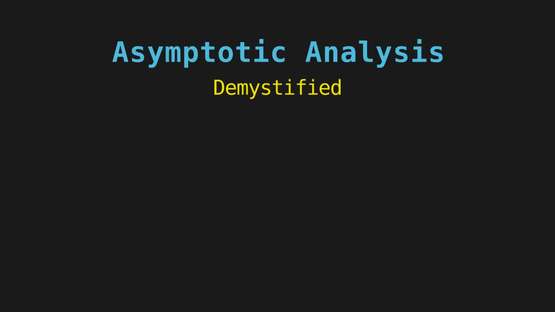Asymptotic analysis. When someone says an algorithm is O of n squared, what does that actually mean? It's not about how fast the algorithm runs on your laptop right now, it's about how it scales. And that turns out to be one of the most important questions in all of computer science.